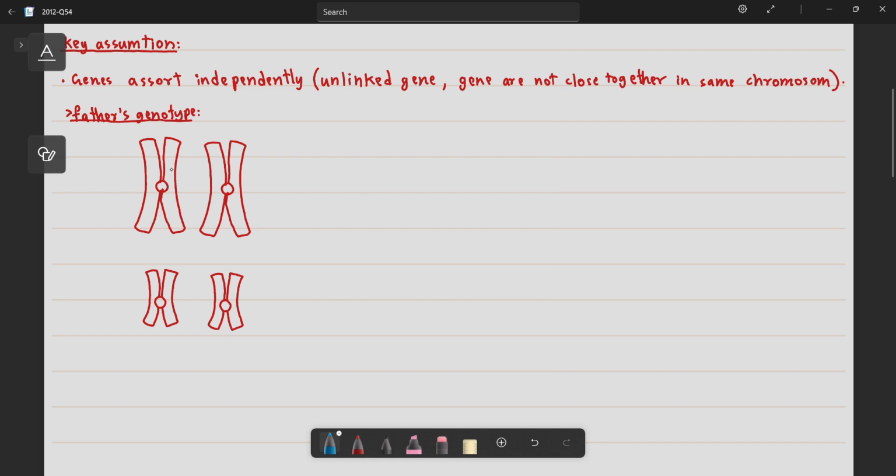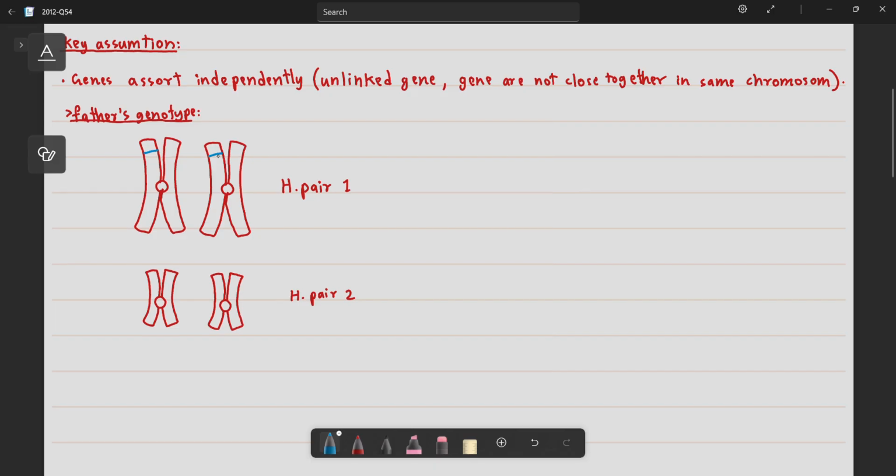Okay, so now these two are homologous chromosomes to each other. So we'll call this homologous pair one, and the second one is homologous pair two. These two chromosomes are homologous to each other, and these two are homologous to each other. But this one and this one are not homologous to each other. So now we will list the genes of each and the alleles.